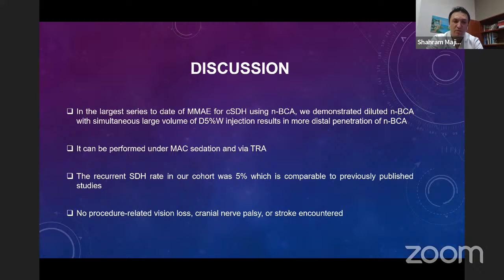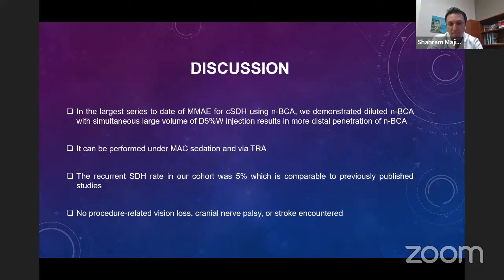So our cohort is the largest series to date of MMA embolization for subdural hematoma using NBCA. In this cohort, we demonstrated that diluted NBCA with simultaneous large volume D5 injection results in more distal and diffuse penetration of NBCA to the subdural membrane. It can be performed under max sedation and via transradial access, as half of our cases were done through this access.